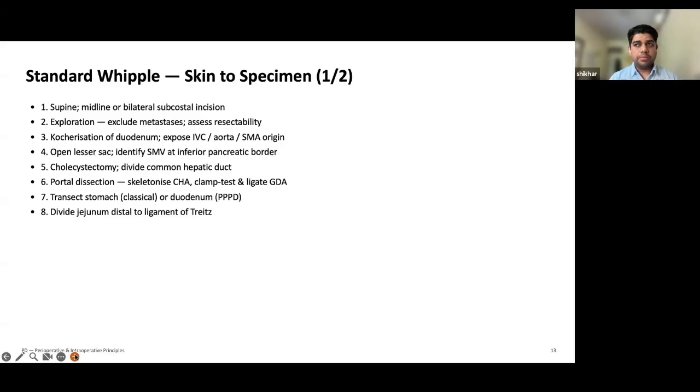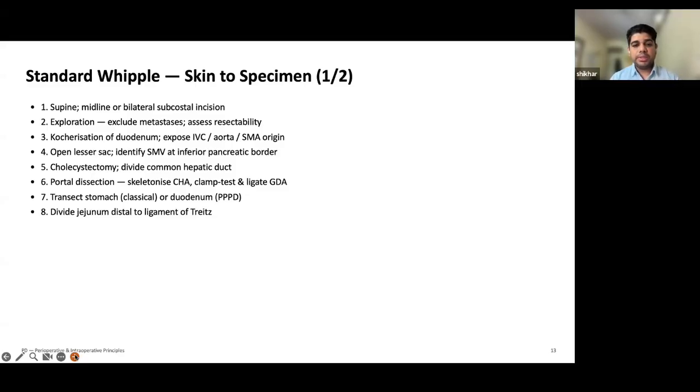We go for the Kocherization of the duodenum, in which we expose the IVC till the left renal vein. Then we look for the SMA origin. Based on the SMA, we will know whether the tumor is resectable or not.